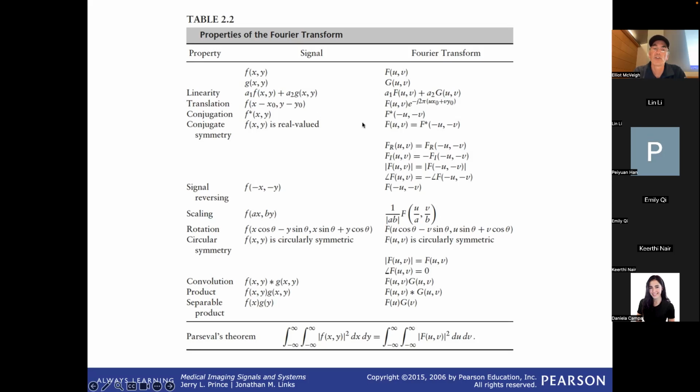Similarly, you can imagine that when you take the Fourier transform of a function that has this property, that it is conjugate symmetric, you will get a real valued function as the Fourier transform. This turns out to be important in MR because the phase map of the Fourier transform holds most of the information about what's going on in MR. Signal reversing, if this is your function, you just do the same thing with the Fourier transform. Same with rotation.